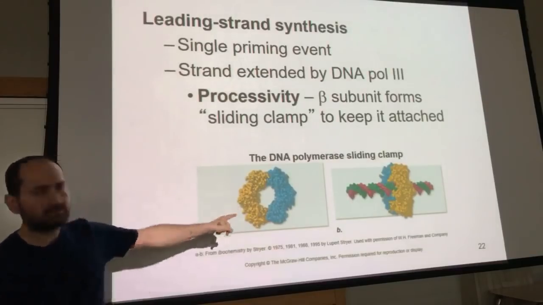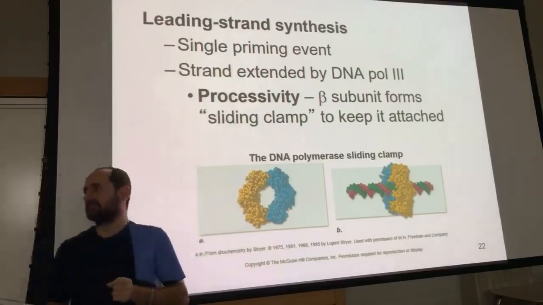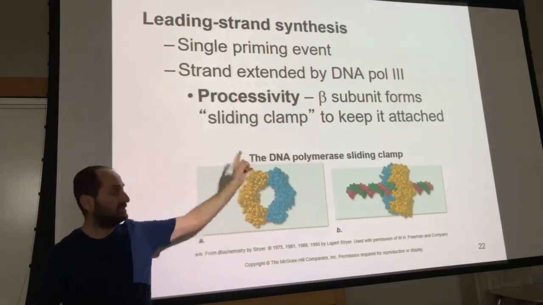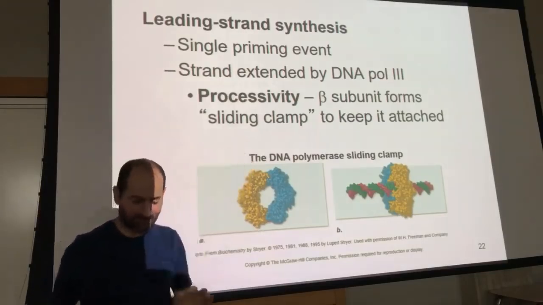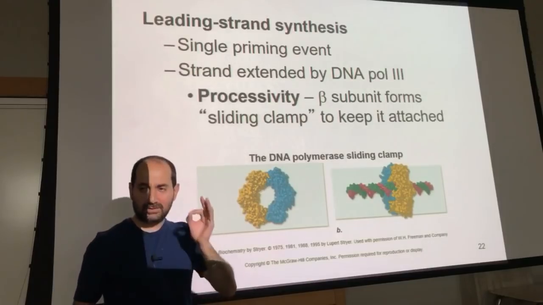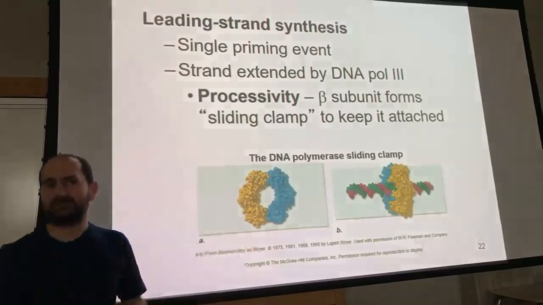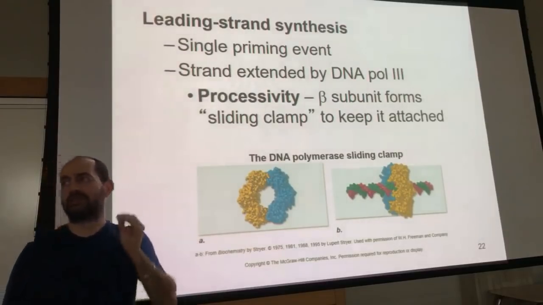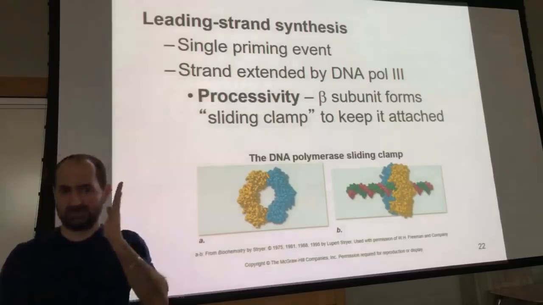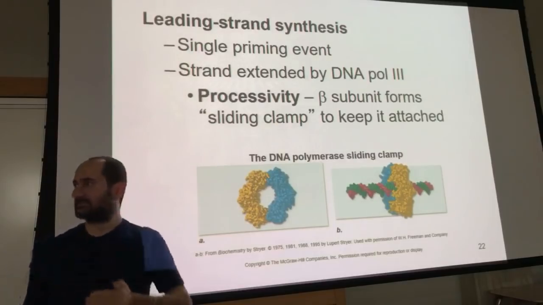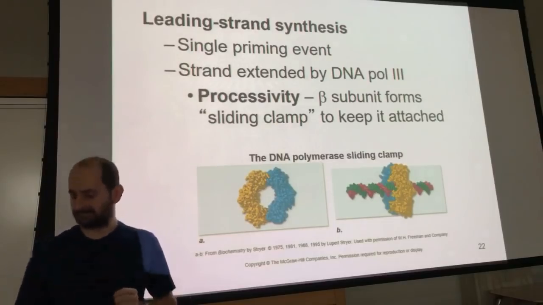What do the beta clamps do? Remember the beta clamps? Processivity. For exam purposes, you need to know the beta clamps increase the processivity of DNA polymerase 3. What does that mean? It's a fancy way of saying it keeps DNA polymerase 3 on the DNA doing its job. Makes sense?